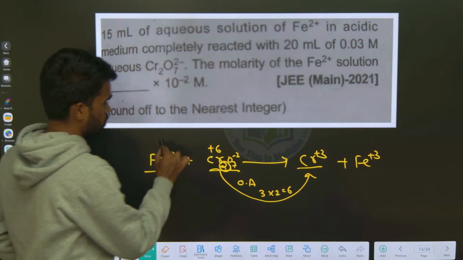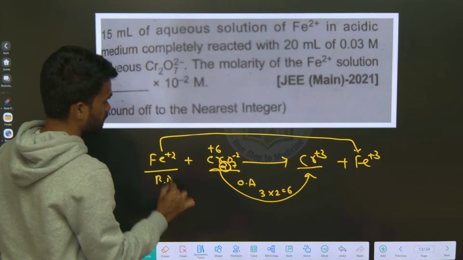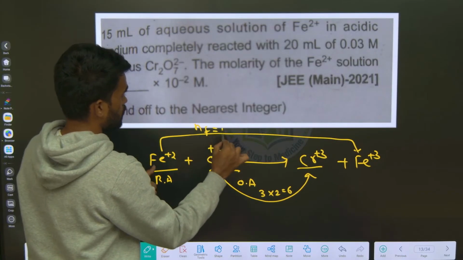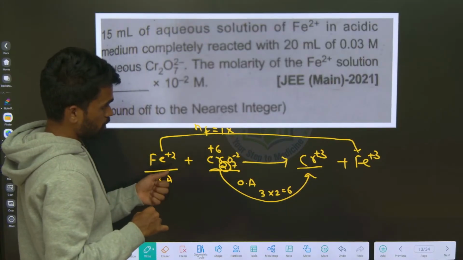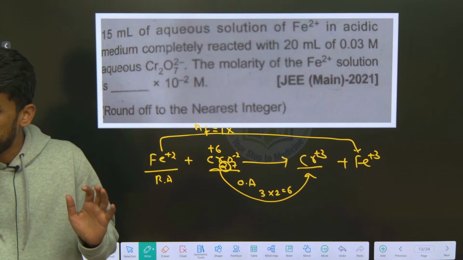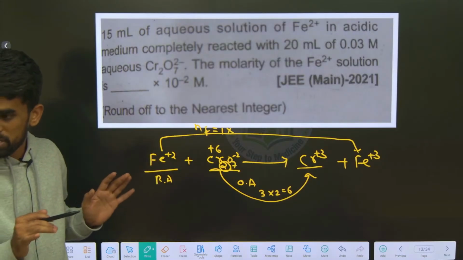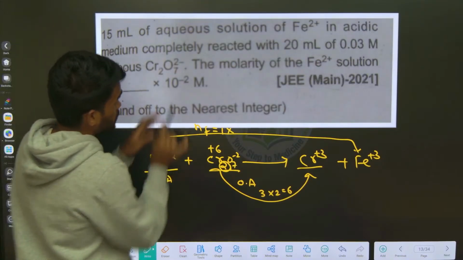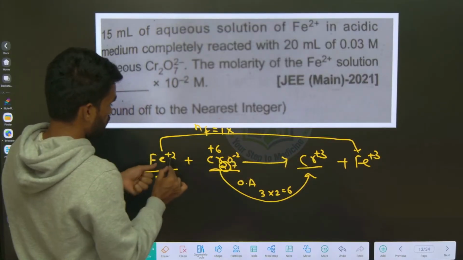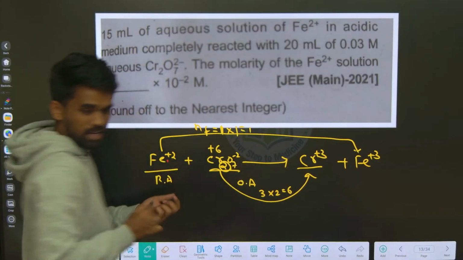Here iron is undergoing oxidation, so I can say this is a reducing agent. What is the N factor here? 1 iron. See what I am doing, I am not balancing the equation, just giving you the simplest way to calculate. That is the use of the law of equivalence. I am just giving you the general idea. Plus 2 is converting into plus 3, so the N factor change is 1 into 1, that is 1 only.